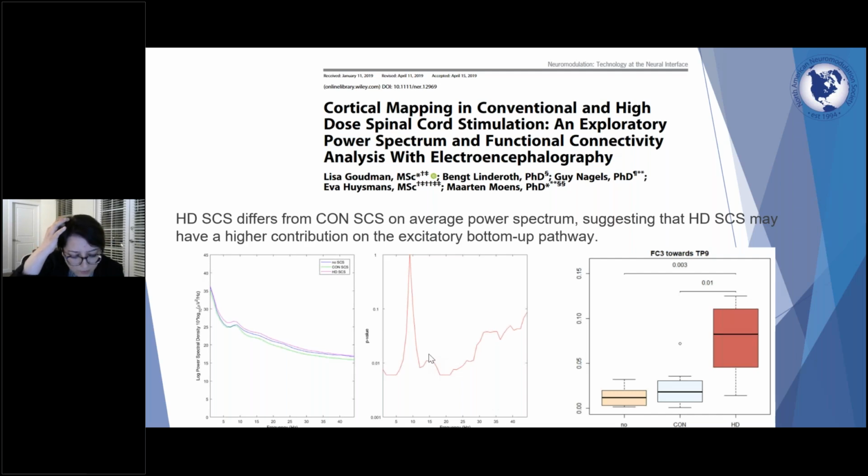In addition to these spectral changes, they also look at the functional connectivity, and among all common connections, only the beta band significantly differed in strength between these 3 conditions. We see this information on the right-hand side. It was from left frontocentral to left temporoparietal region, and it was in favor of high-dose SCS. Well, these differences in power spectrum and connectivity between these 3 conditions lead to the hypothesis that high-dose SCS may have a higher contribution on the excitatory bottom-up pathway.